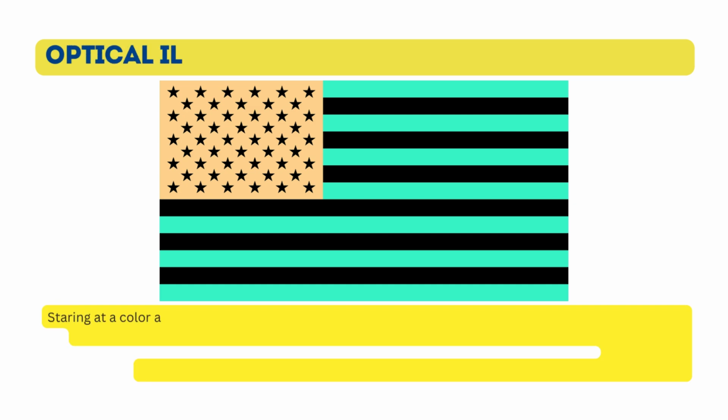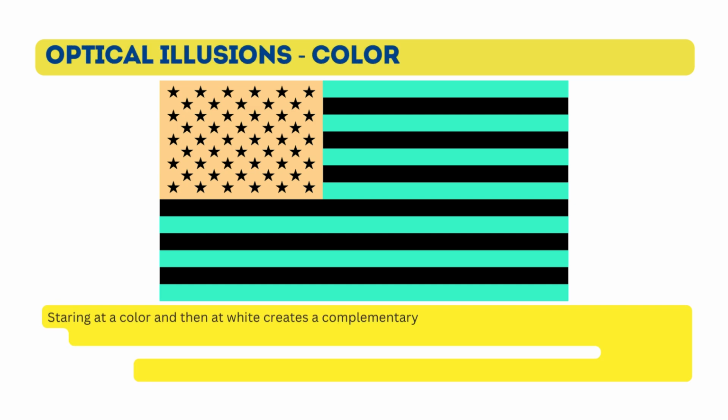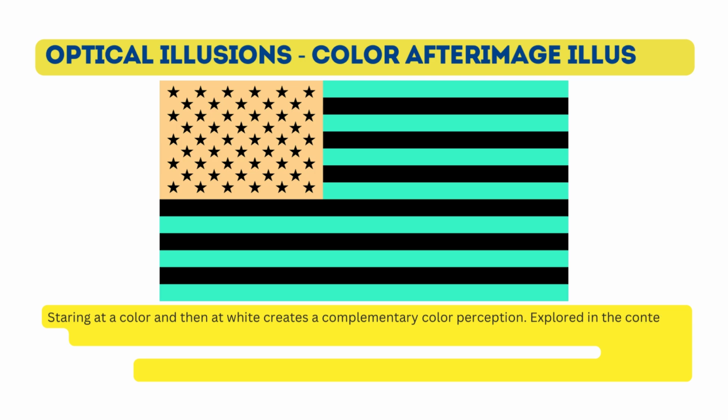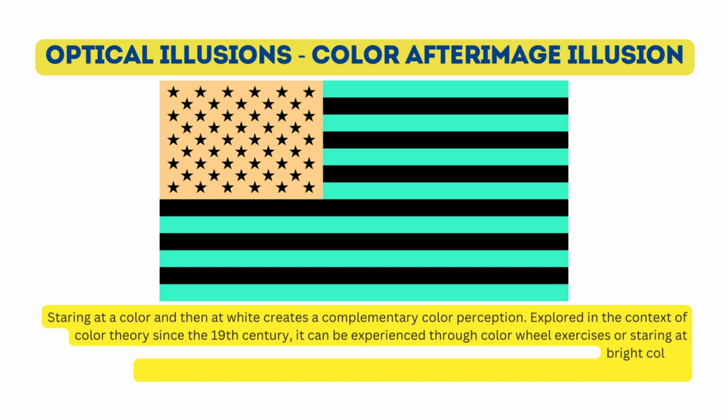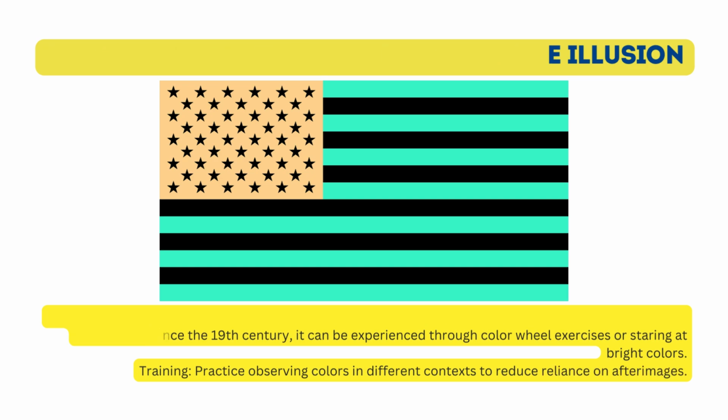Color afterimage. Staring at a color and then at white creates a complementary color perception. Explored in the context of color theory since the 19th century, it can be experienced through color wheel exercises or staring at bright colors. Training: practice observing colors in different contexts to reduce reliance on afterimages.